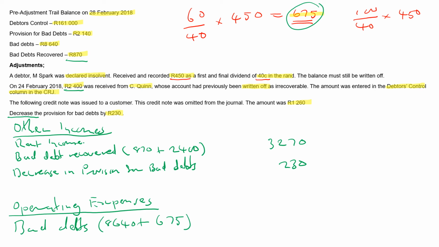Then for debtors control now, remember, let me use a different color so you can see. Debtors control, it will be 161 plus, remember you're not supposed to deduct this amount, it was deducted. So once it's posted on the CRJ, on the debtors control column, that means it will reduce your debtors, and it wasn't supposed to be reduced. So plus 2,400, that will give you the correct amount of the debtors control.